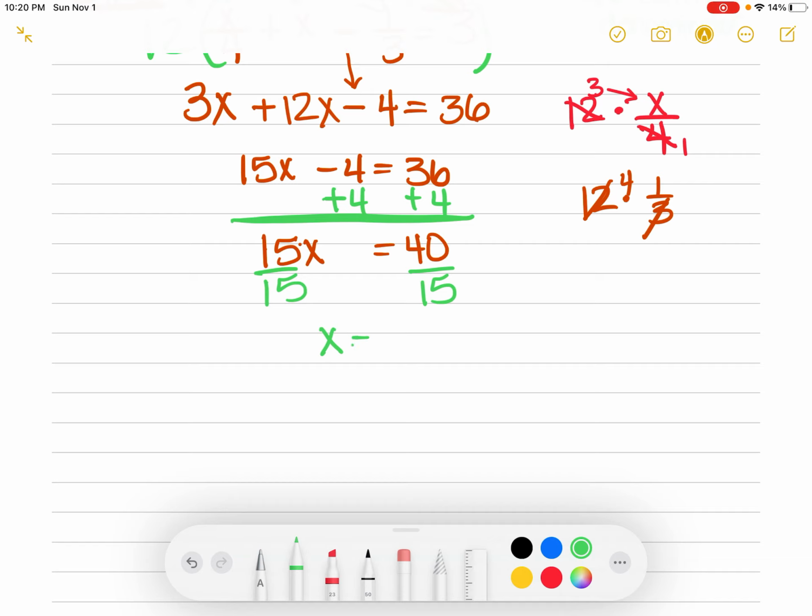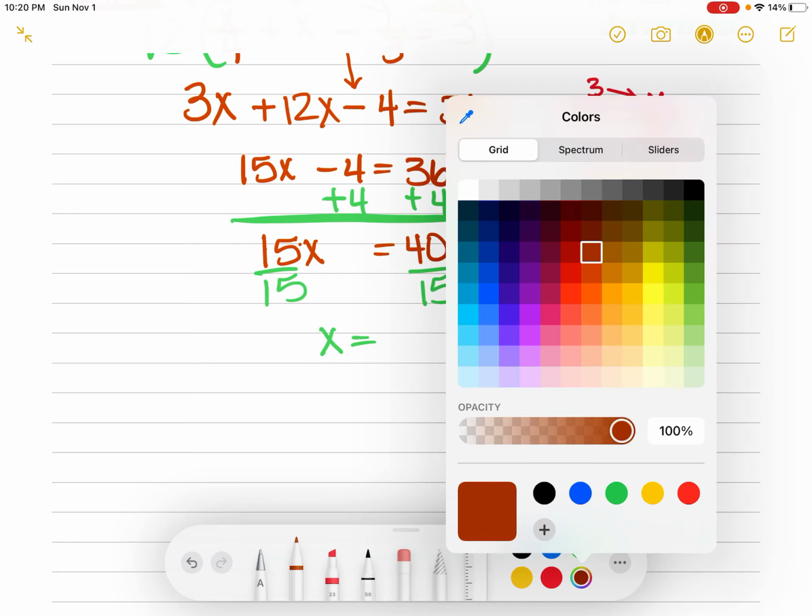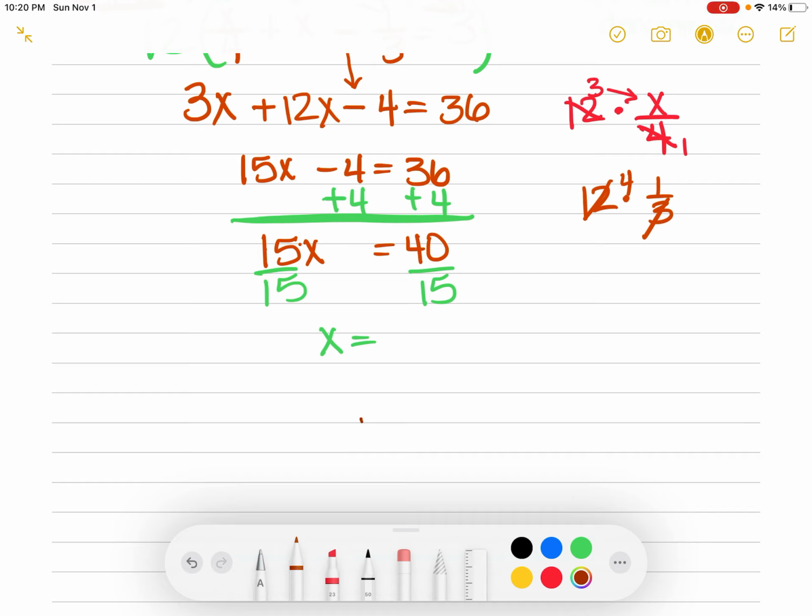And so I have 40 divided by 15, which is not a whole number. So I'm going to just reduce that. Well, those can both be divided by 5. So I'd have 8 over 3. So x equals 8 over 3. And that's my answer.